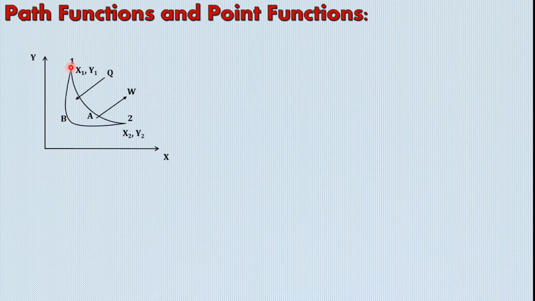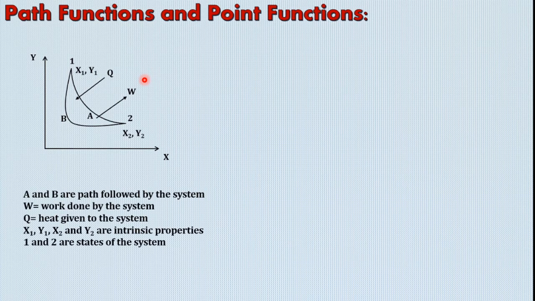So when the system follows path A, the work and heat transfers are of one amount, and when the system follows path B, the amount of heat and work transfer is different. It clearly indicates that heat and work both are path functions. These two are path functions.